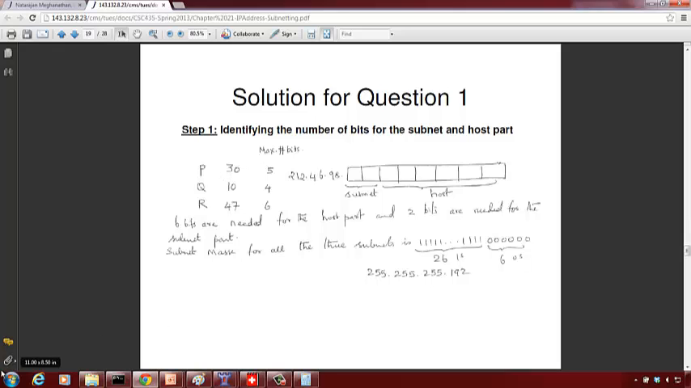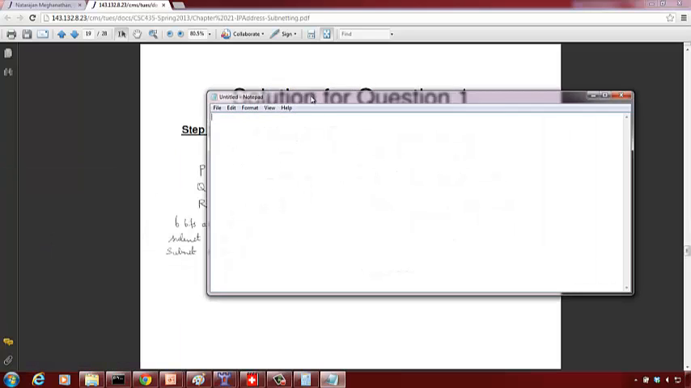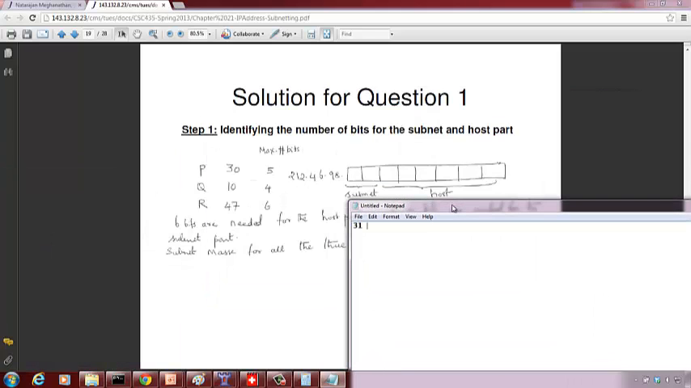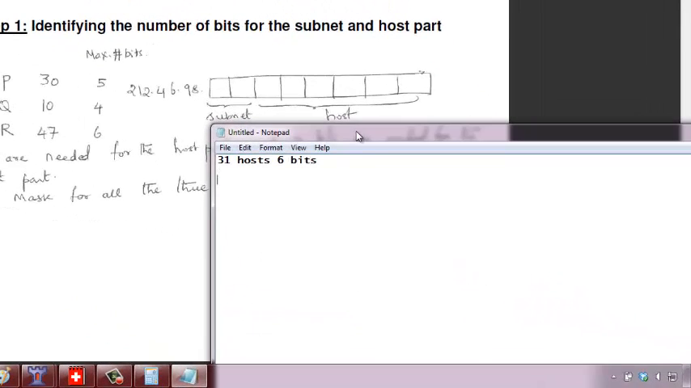Whereas if I wanted to support 31 hosts, I would need 6 bits. Why? Because 2 to the 5 minus 2 is going to be 30 hosts. So with 5 bits I can support only 30 hosts at most.